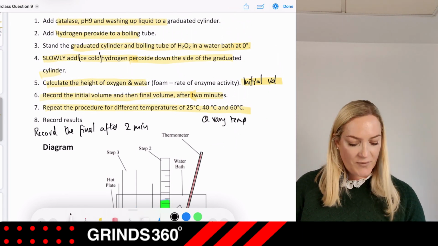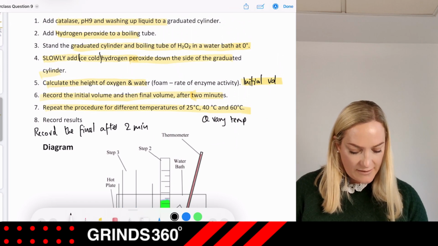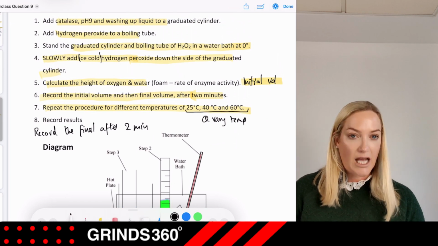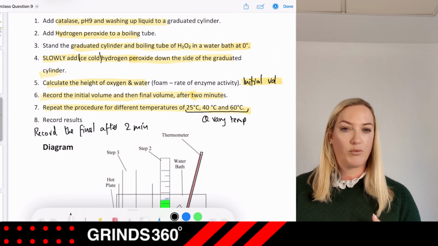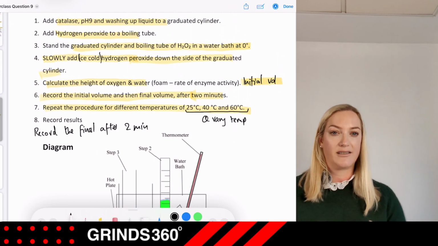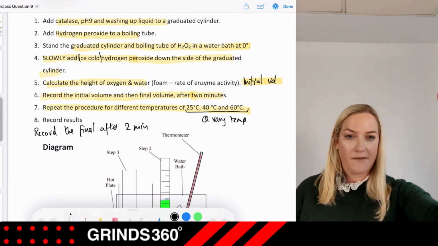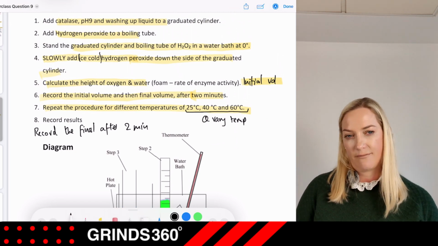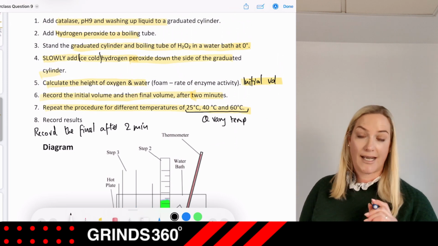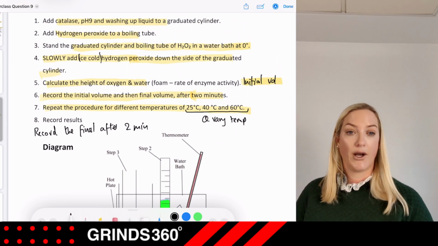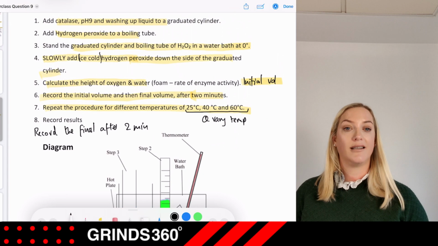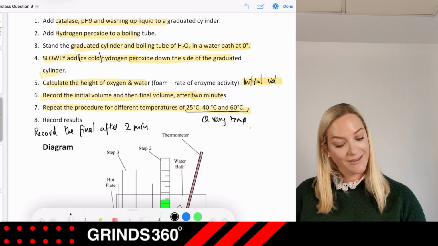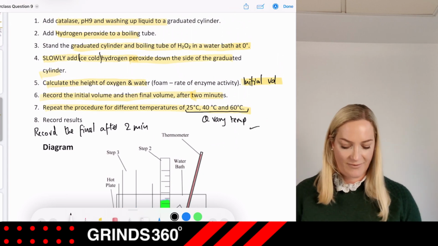So I'm just checking there. And you could say I varied the temperature by using different water baths at 25, 55, 65. Do I know as an examiner what temperature you used? No. Are you giving me the answer I want? Yes. What do I do? Thank you. 3 marks. Next question.